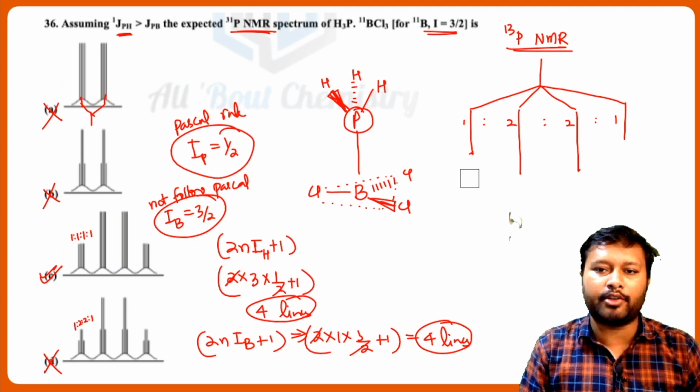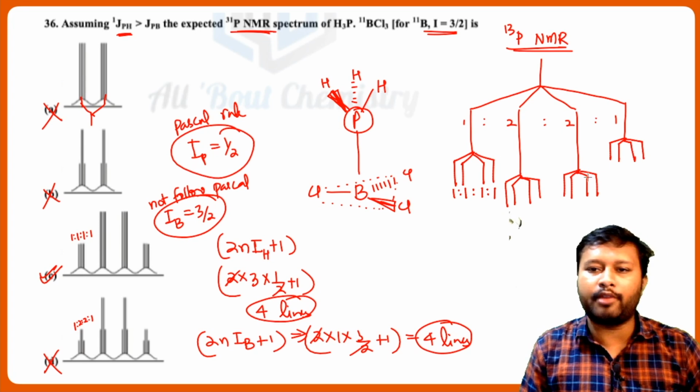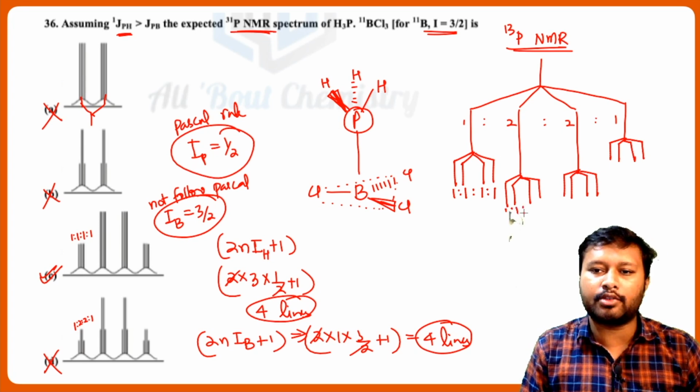For I value 3/2, if you are getting 4 peaks, in that case all those 4 peaks will be of equal intensity and they will not follow the Pascal rule, they will be 1:1:1:1. Same goes for this, so all these peaks will be of equal height. So what will be my overall peak? 1:1:1:1, then 1:1:1:1. Let me just quickly write it down.